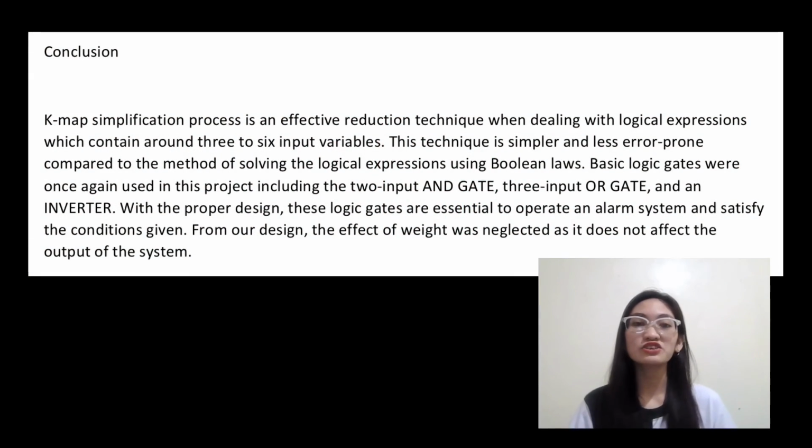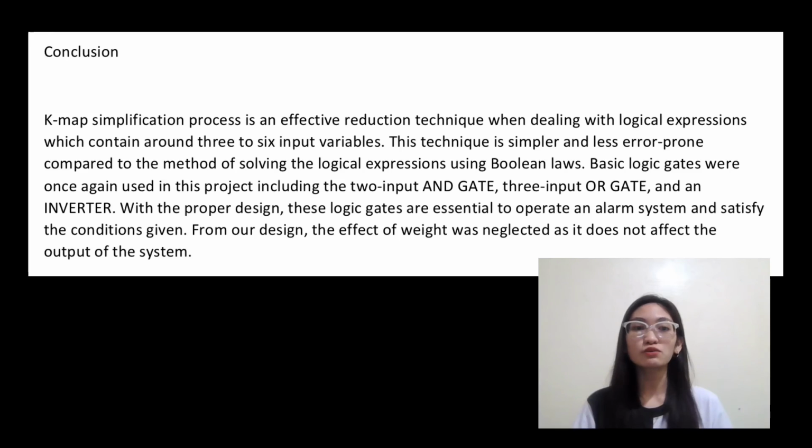K-map simplification process is an effective reduction technique when dealing with logical expressions which contain around 3 to 6 input variables. This technique is simpler and less error-prone compared to the method of solving the logical expressions using Boolean laws.